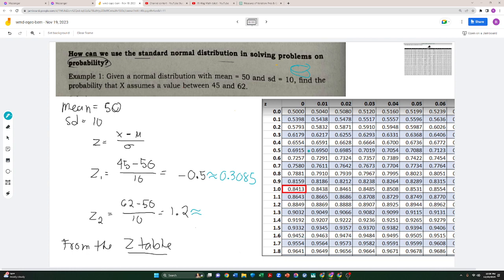Positive 1.2. 1, okay. 1.2, which has no number, right? There is no number following 2. So what do we use? Therefore, approximately 0.8849. Okay? So that is how to use the table. Understood?